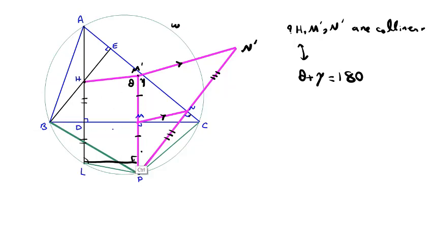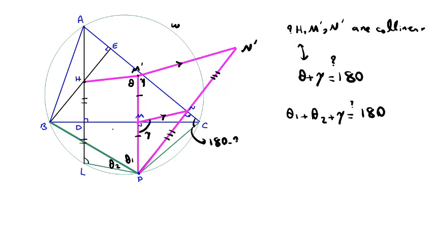So let's write this is theta 1, it is theta 2. So theta 1 plus theta 2, let me write question mark, theta 1 plus theta 2 plus gamma, is it 180 degrees? I know that because it is the midpoint, it is gamma, so you can say it is also gamma. So this angle is 180 minus gamma. And we should prove that theta 1 plus theta 2 equals 180 minus gamma.